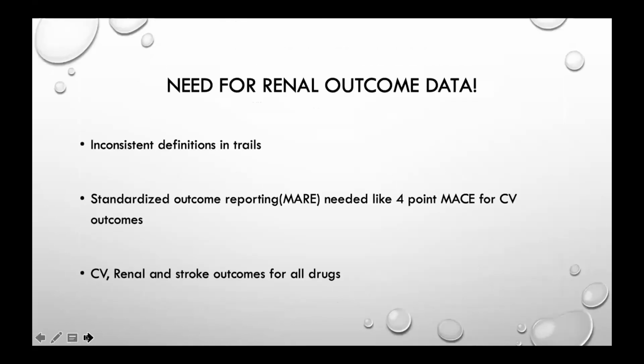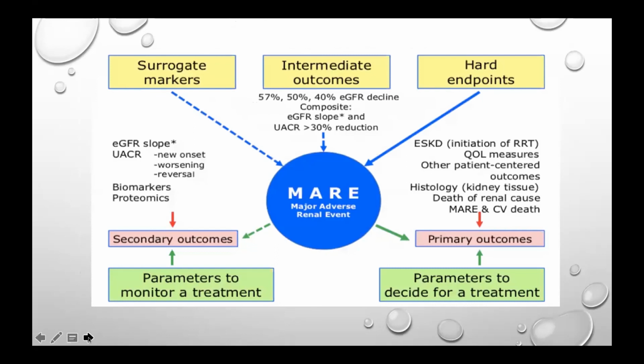A word about renal outcome data. We have inconsistent definitions in trials. We have to have standardized outcome reporting of major adverse renal outcomes, like 4-point MACE for CV outcomes. CV, renal, and stroke outcomes, I guess, would be there for all the drugs. You only have CV and renal outcomes now, but you may have stroke outcomes also for all the drugs. This is what major adverse renal events may look like. Parameters to monitor treatment would be secondary outcomes, and to decide treatment would be primary outcomes.